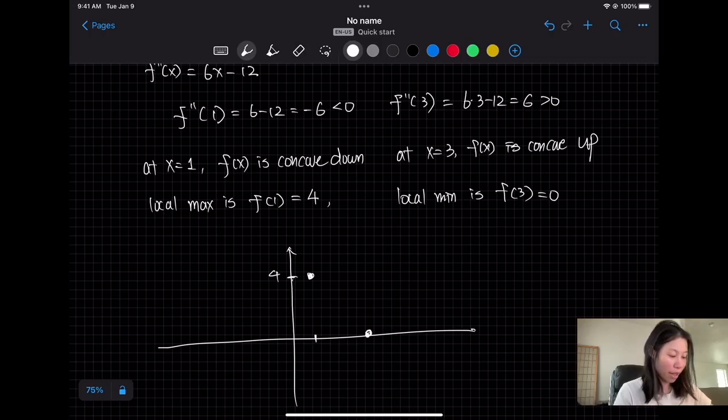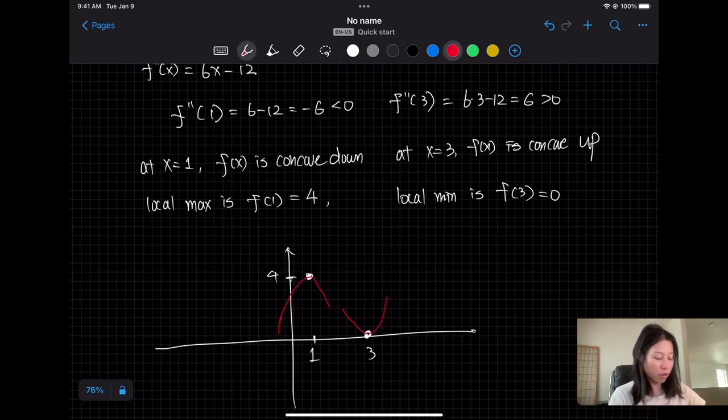And I know that at x equals 1, the function is concave down, and here the function is concave up, and we don't have other critical points. So when you connect those points together, the function is going to look like this. And there's no endpoint, which means we can go all the way up and all the way down. So that's how you use derivatives to sketch the function.